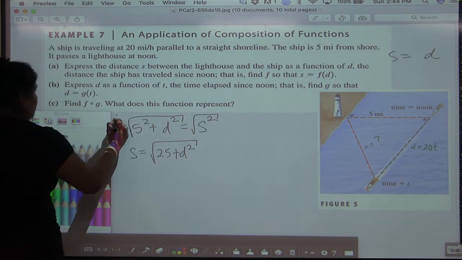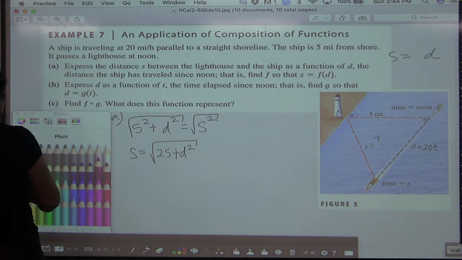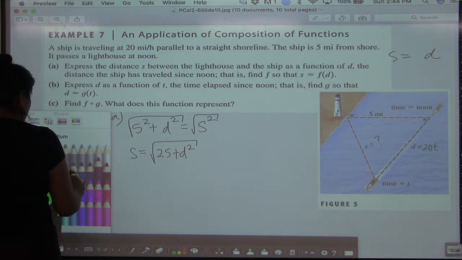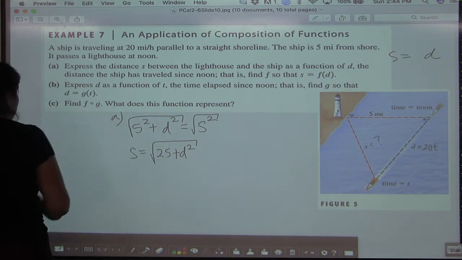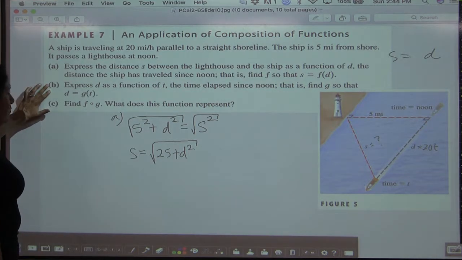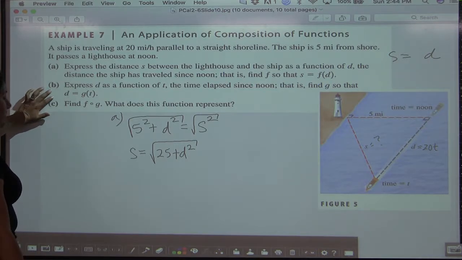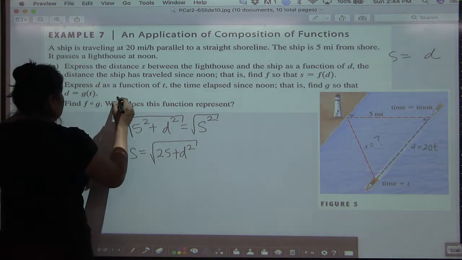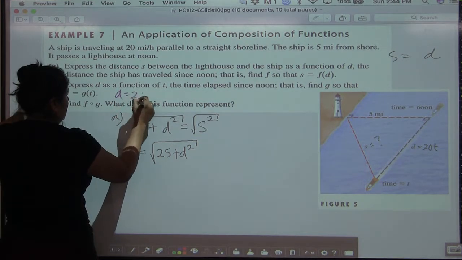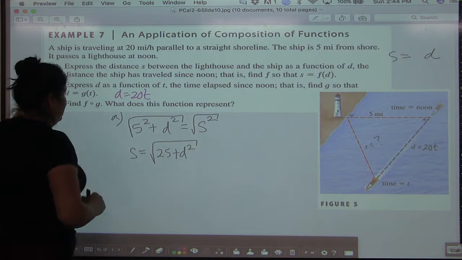For part B, that was part A. So for part B, I think we've already done it, accidentally, but we did it. Part B, express D as a function of t, the time elapsed since noon, that is, find g so that D equals g of t. Well, yeah, we already found D, it's 20t. So here we're going to say D equals 20t, because we already said it before.